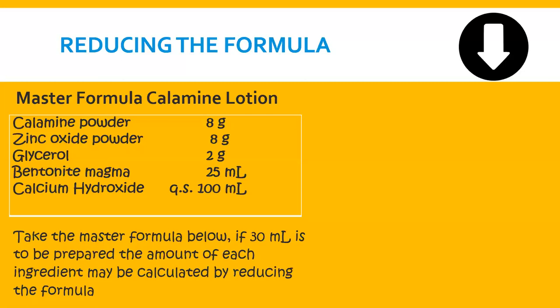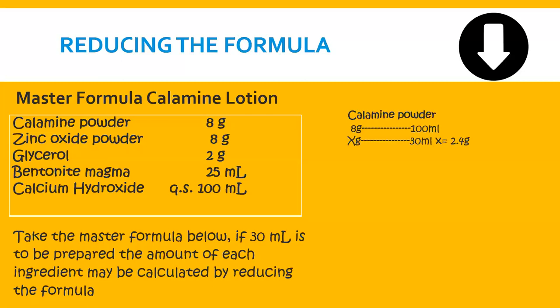So this master formula is that of calamine lotion, and it contains 5 ingredients. The calamine and the zinc oxide would be the active ingredients. The glycerol, bentonite, and calcium hydroxide will be the excipients. Those are the ingredients other than the drug ingredient. So here they're asking us to make 30 mils of this lotion. We're reducing the formula because we're moving from 100 mils that is in the master formula to 30 mils.